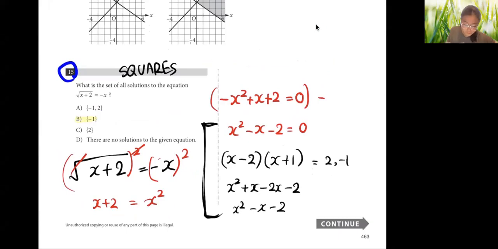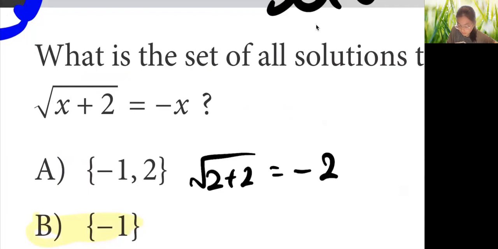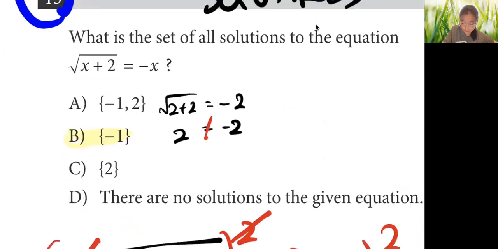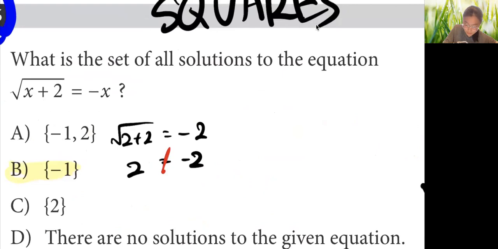So plug in 2 for x. That's going to be the square root of 2 plus 2 equals negative 2. Will that be true? Well, root 4 is going to be positive 2, and the right side is going to be negative 2. No, right? So that's wrong. So we need to make sure to check negative 1 as well.